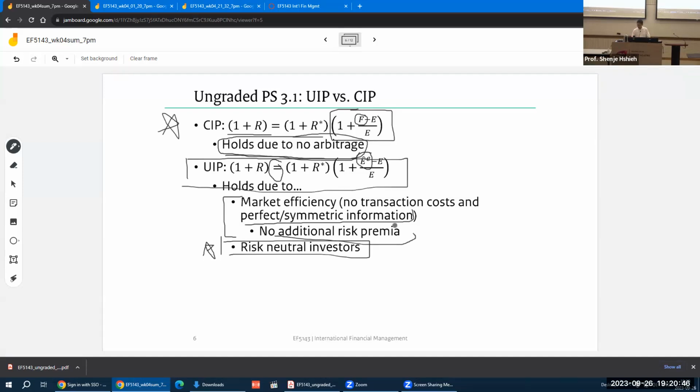So no additional risk premium is supposed to be under here. No additional risk premium just means, again, if there's some source of risk that needs to be priced, but it's not being priced by UIP, then UIP is wrong, right? You need some sort of compensation return or additional factor that you need to tag onto here that makes it equal, right? So stuff like country default risk, right?